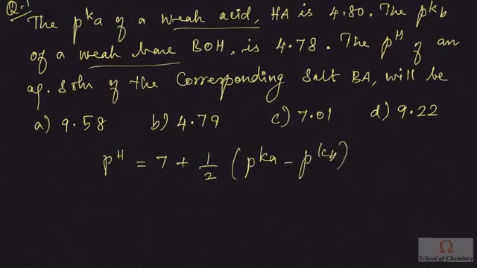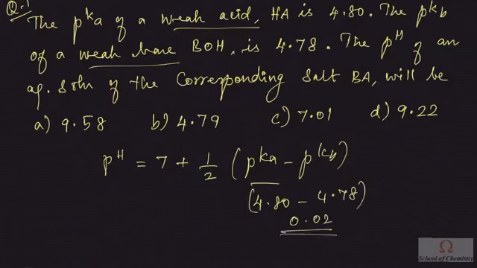So we know that pKa is 4.80 minus 4.78. So the difference is 0.02, right? Half of it will be 0.01, which means the answer is 7.01.